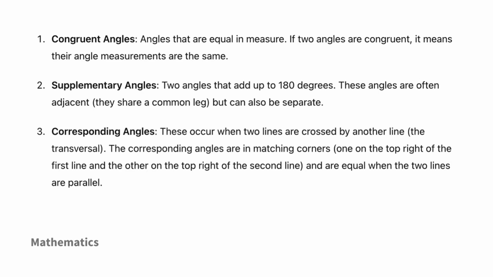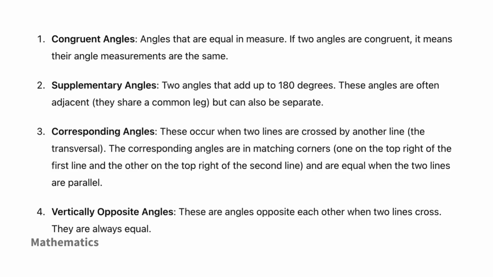Third, corresponding angles occur when two lines are crossed by another line, and this is called the transversal. The corresponding angles are in matching corners, meaning one is on the top right of the first line and the other on the top right of the second line. And these are equal when the two lines are parallel.